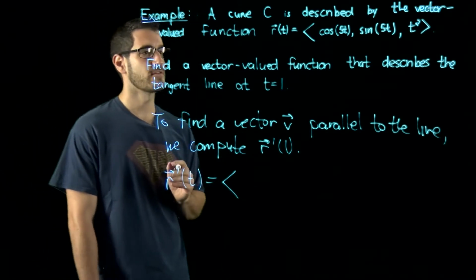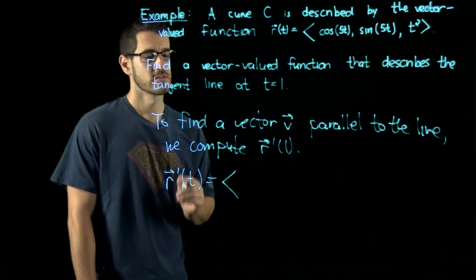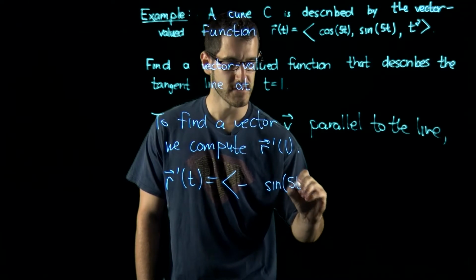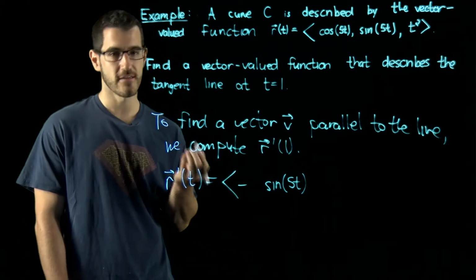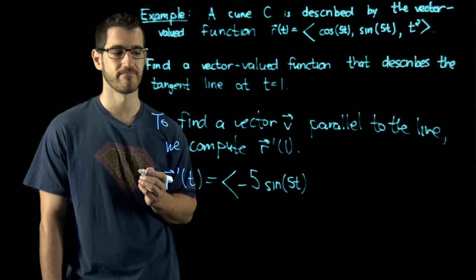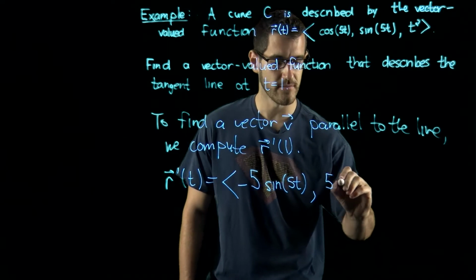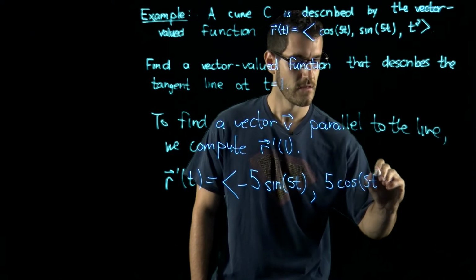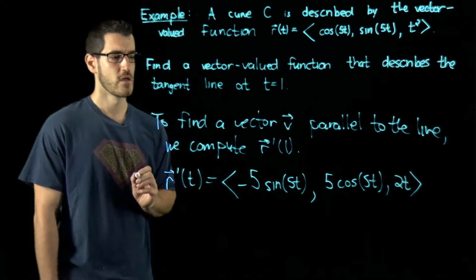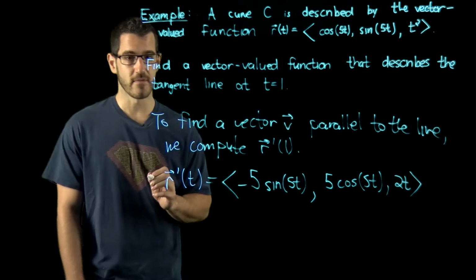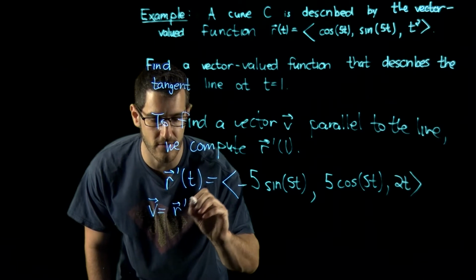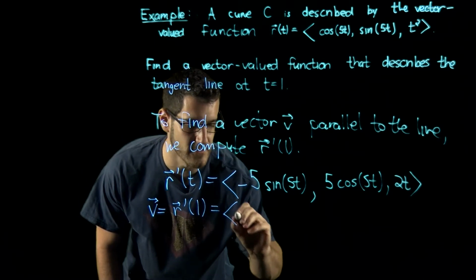So we first have to differentiate cosine of 5t. When we take the derivative of cosine, we get a minus sign. But we have to remember, since it's a cosine of 5t, we have to take the derivative of 5t. So we get a minus 5 sine 5t for that first component. Similarly, for the second component, we'll get a 5 cosine of 5t. And differentiating the z component here is very, very easy. So that's our vector r prime of t. And our vector v parallel to the tangent line is going to be r prime of 1. So all we have to do is plug in 1.